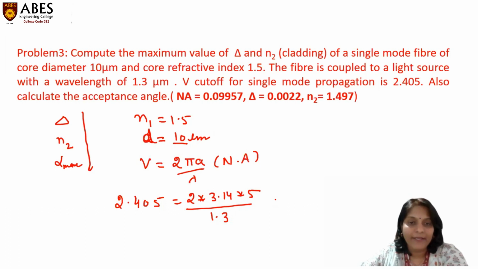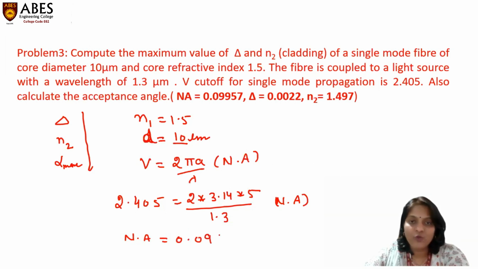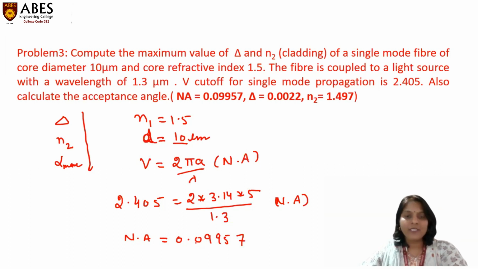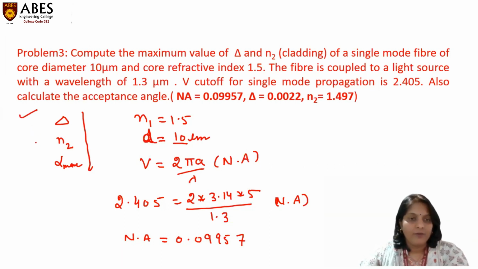And further, put the numerical aperture here, so we can find the numerical aperture. After calculating it, the numerical aperture is 0.09957. Okay, the first part, the numerical aperture, is done.